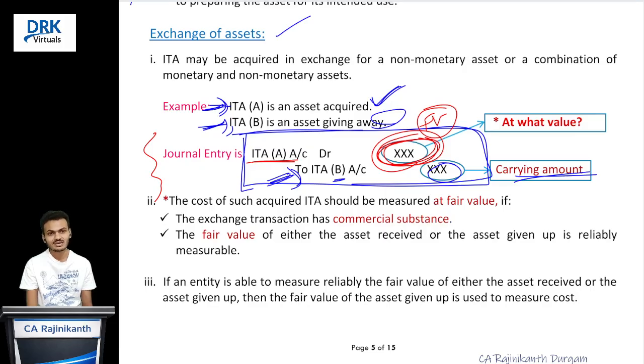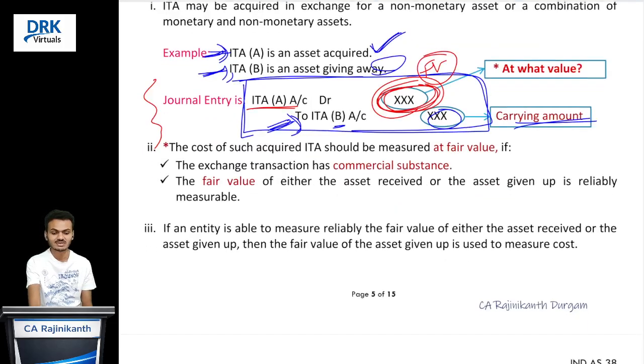That's it. One more thing here. If the fair value of the asset that we are acquiring is more clearly evident compared to the fair value of the asset that we are giving up, in that case, recognize at the fair value of the asset that we are acquiring. That is what the standard is saying. So in this case, accounting is completely based upon two conditions, correct? Commercial substance and fair value. Fair value is fine. What is the meaning of commercial substance?